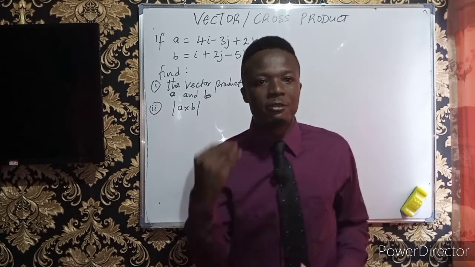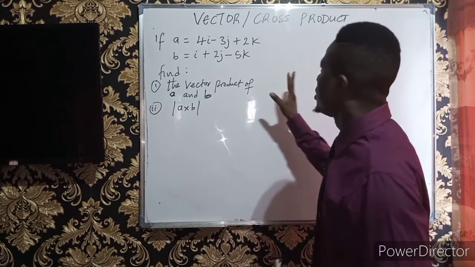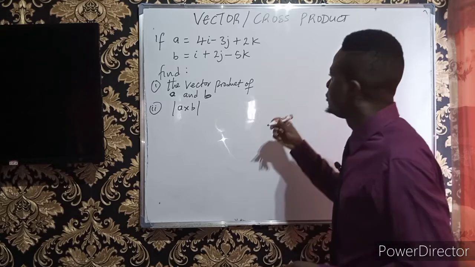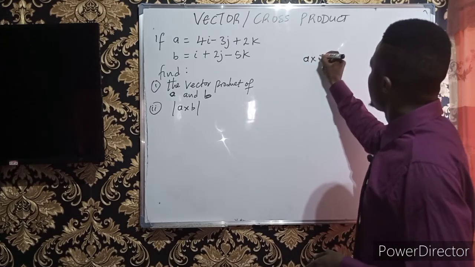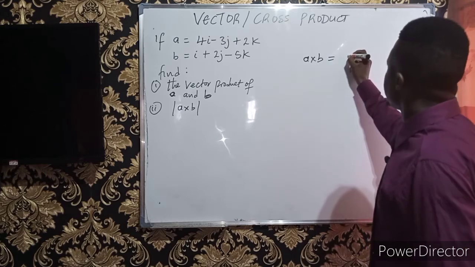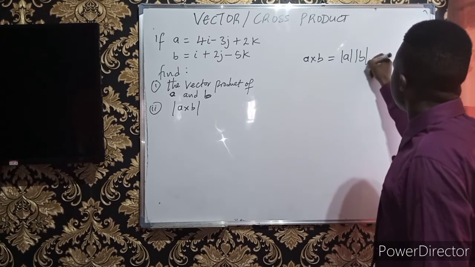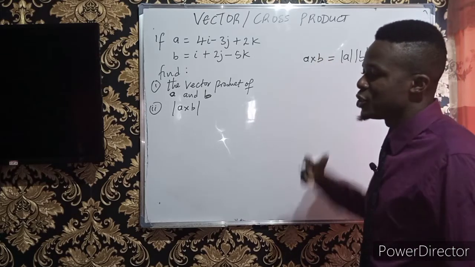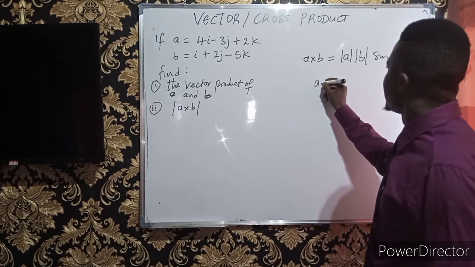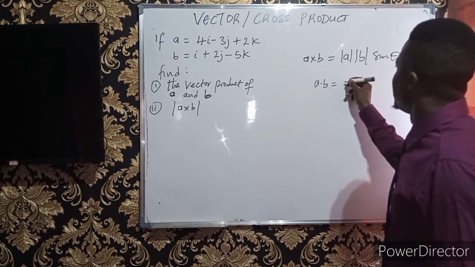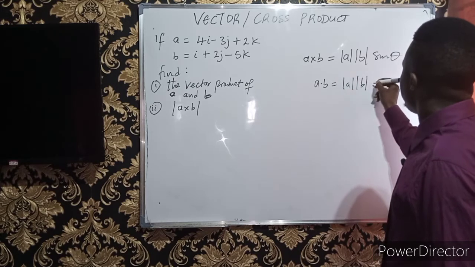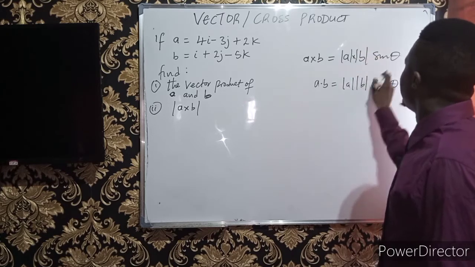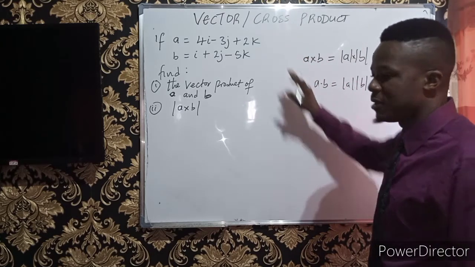Now, a good knowledge of matrix and determinant will help you to survive in the topic of vector and cross product. Okay, now if I have two vectors, say vector A and B, the vector product of A and B is the same thing as the modulus of A times modulus of B times sine theta. But for the scalar or dot product, A dot B is the same thing as modulus of A times modulus of B, then cos theta. This time around it is sine theta for the vector or cross product.